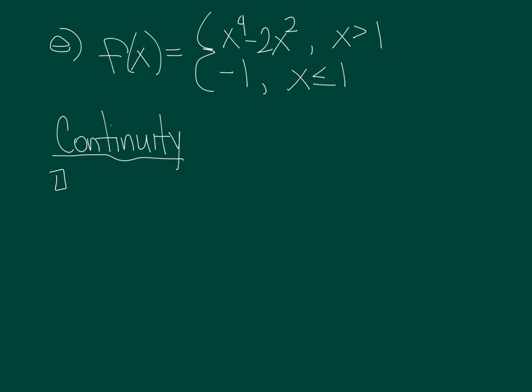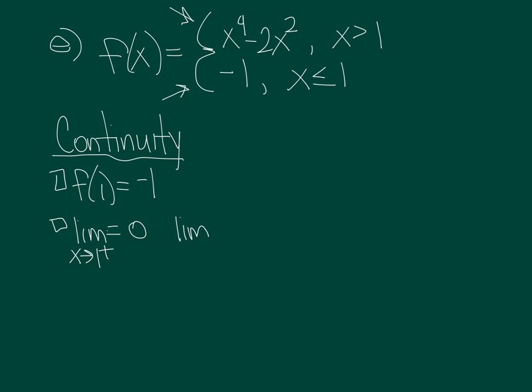So first condition of continuity, does the value at 1 exist? And the value at 1 would be negative 1. Now, the reason why I'm considering just 1 is because the first piece is a quartic, which we know is continuous, and the second piece, negative 1, that's just a horizontal line, right? So that's also continuous. Now, let's see if the limit exists at 1. So first we check the limit from the right of 1, so that's the first piece. So it's going to be 1 minus 1, which is just 0, and then the limit as x approaches 1 from the left is negative 1.